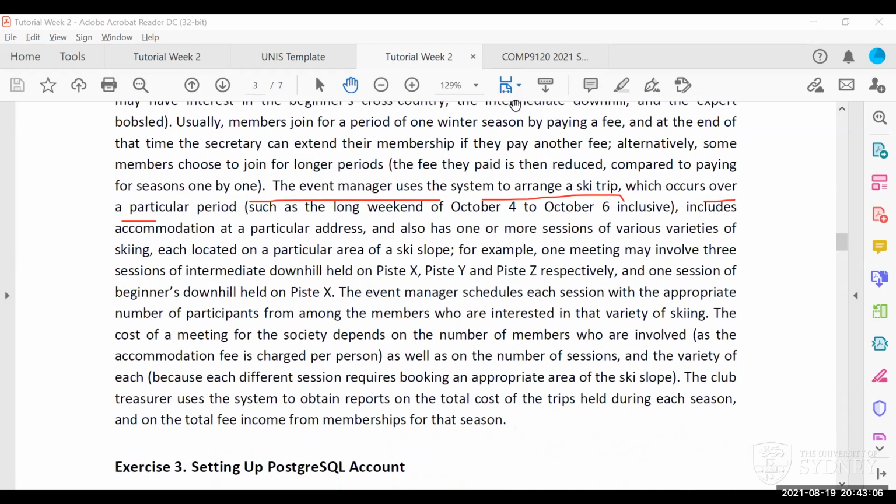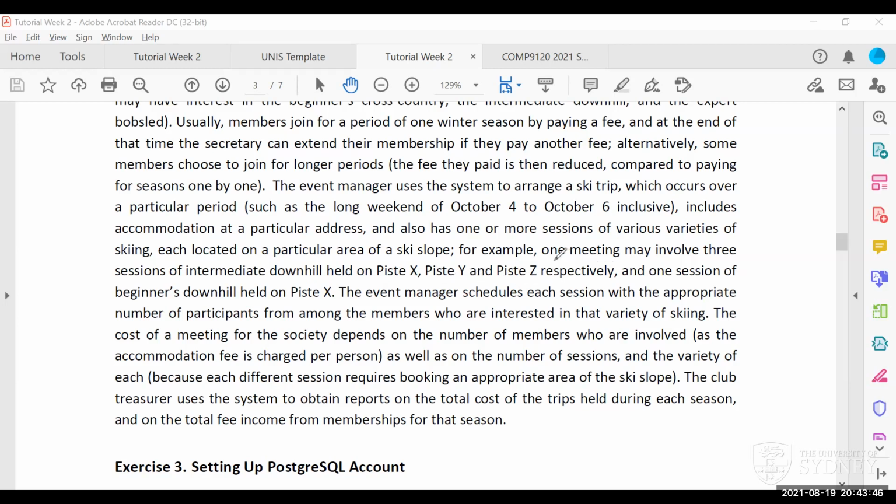So the event manager uses the system to create a ski trip, which occurs at a particular period between 4th October and 6th October inclusive, including accommodation at a particular address, and has one or more sessions of various varieties of skiing located on a particular area of ski slope. Okay. So look at this. One meeting can involve 3 sessions of intermediate downhill held on pieces X, Y, and Z respectively.